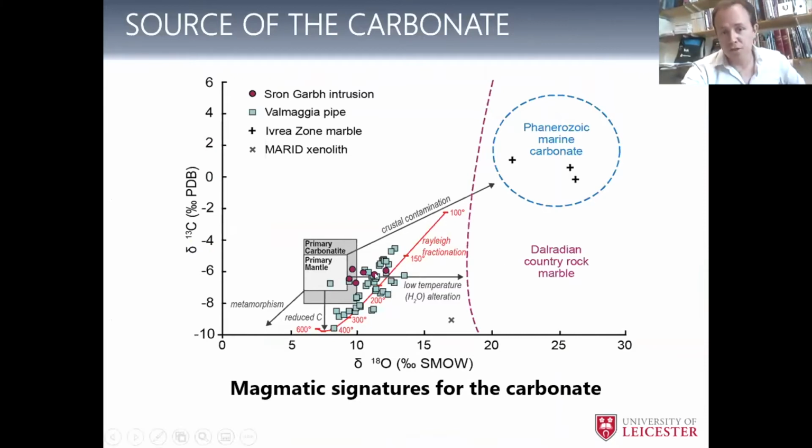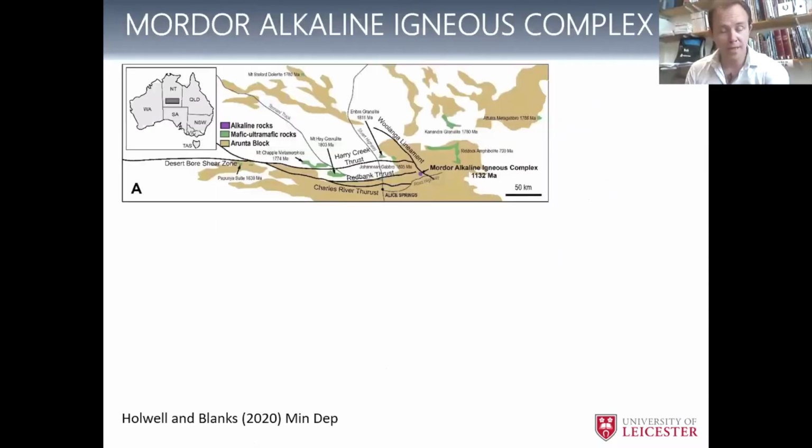The oxygen has shifted a little bit to heavier values, but you can account for that with some low temperature alteration or a little bit of rate fractionation. The main thing is they are not like xenomelts or something like that from the local country rock carbonates.